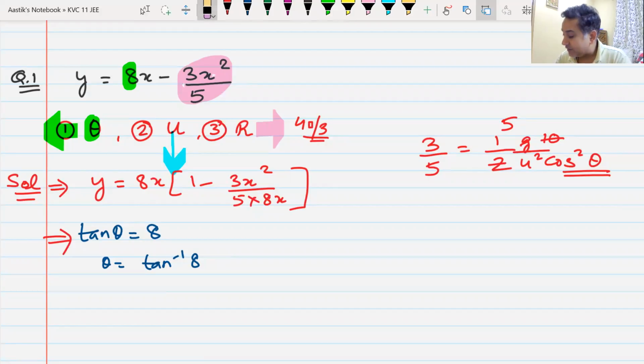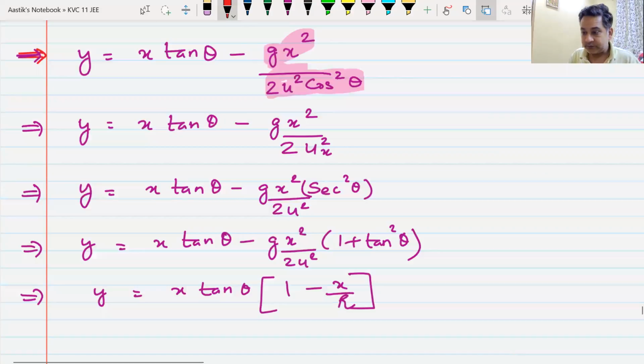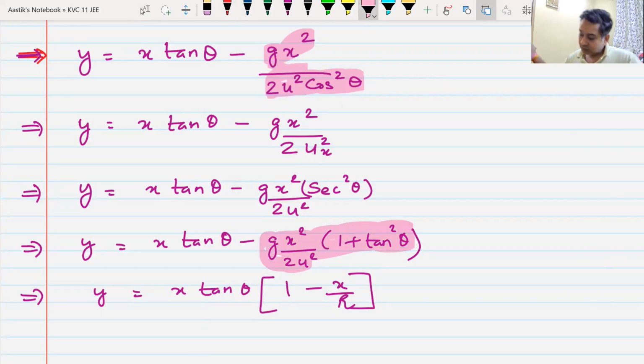If you don't want to compare it with this equation, what you can do is take out cos square theta from here and write in the numerator 1 plus tan square theta. That would be quicker. Do you understand this? So instead of comparing it with equation number 1, now I'm comparing it with equation number 4. Do you understand this? So you can compare it with any equation, put the values, and you will land up with the answer. I hope everyone has understood this. Everyone has got this. You can expect some questions based on this.